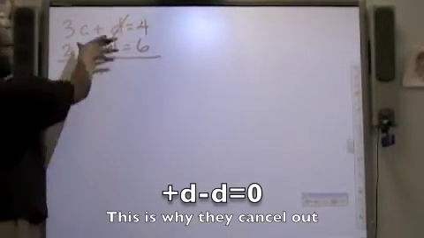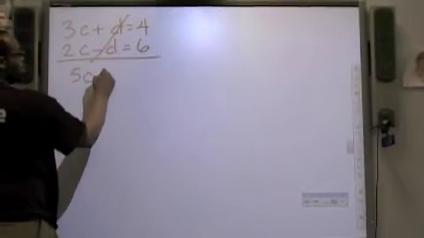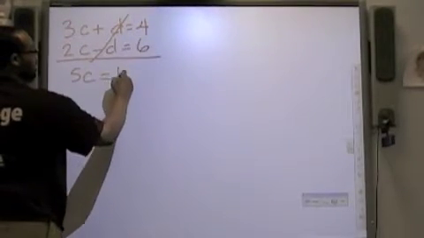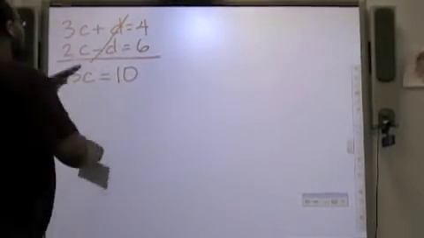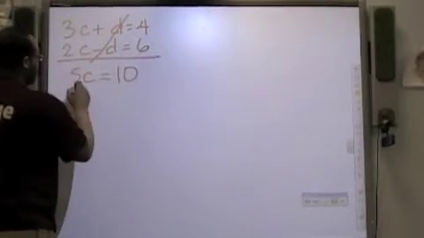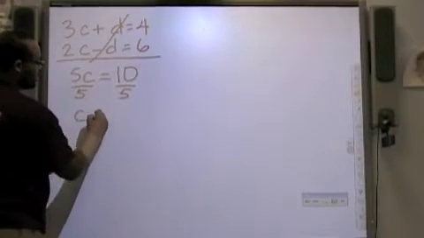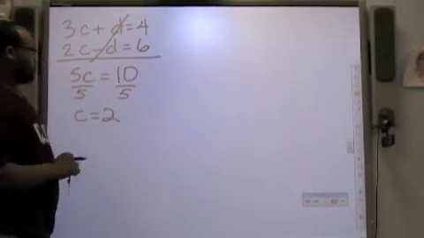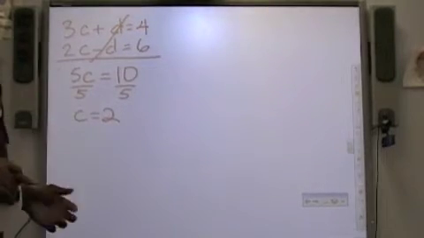And so now I'm going to add down, and I'm going to end up with 3 plus 2 is 5c equals 4 plus 6 is 10. Now I'm on my way to solving for c, and I haven't done any of that old nasty work we used to do for substitution. So I'm going to divide by 5 on both sides, and I know that c equals 2. Look at how much less work there is, and I've already solved for c.